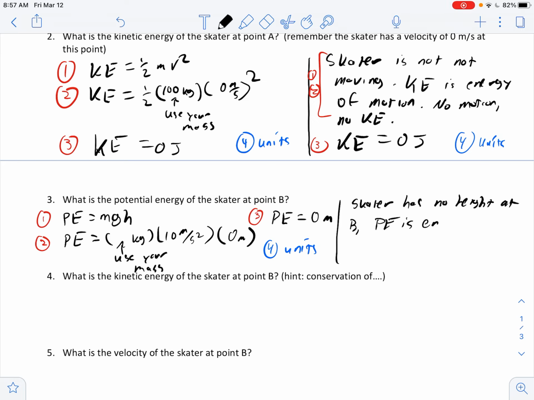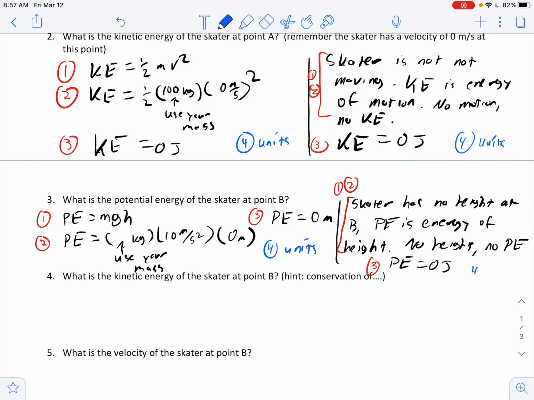Potential energy is energy of height. No height, no PE, no potential energy. So potential energy is equal to 0 joules. Again, this would be kind of like 1 and 2. 3 would be your answer. And then 4, don't forget units, units, units. Number 4: what is the kinetic energy of the skater at point B?